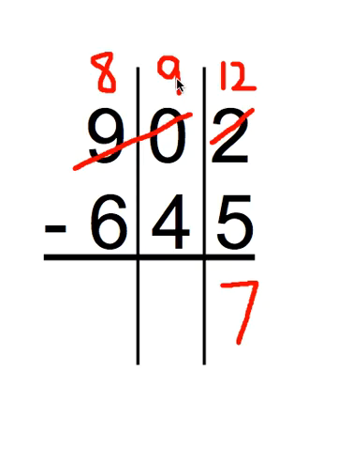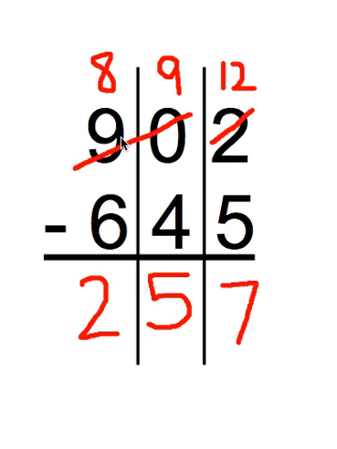Now when I go to my tens place, I have 9 minus 4. 9 minus 4 is 5. Now I go to my hundreds place, and I have an 8 minus 6. And 8 minus 6 is 2. So my difference is 257.